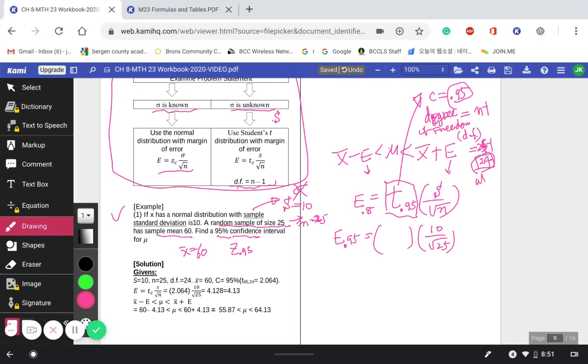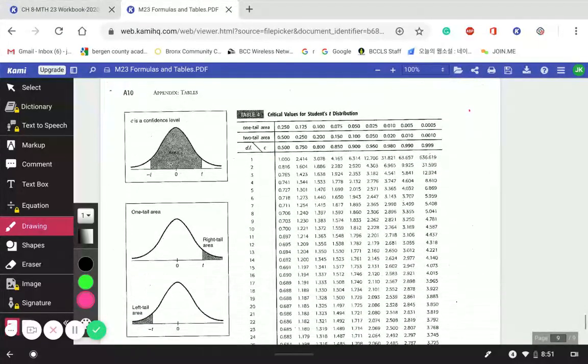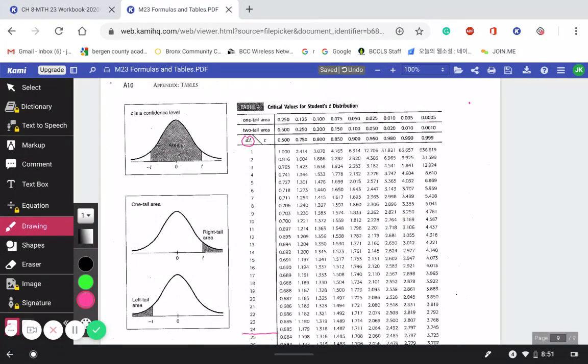at table number 4, we can find T of 95 confidence. So let's go to table number 4 using C as 0.95 and degree of freedom of 24. So if you go to table number 4, here is the degree of freedom, and it's 24. So you go all the way, make a line all the way to 24. And confidence was 95%.